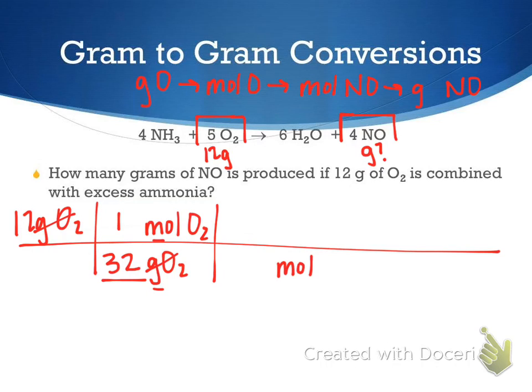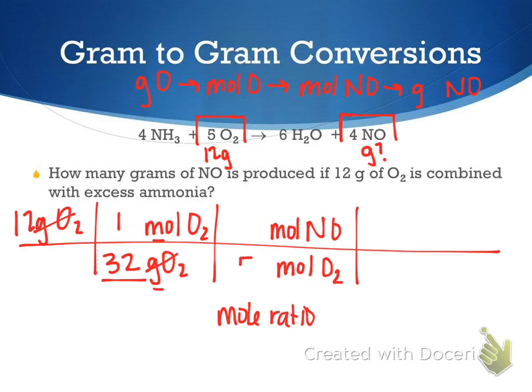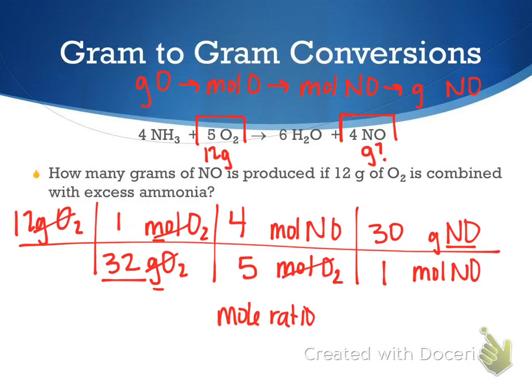So I'm done with grams of O2. Now I want to go from moles of O2 to what? Moles of NO. So this is our mole ratio step. Here's where we pull our coefficients in. So moles of O2 should get what value? 5, and then moles of NO is 4. Okay, so I'm done with that. Now I go from moles of NO to grams of NO. Here again moles gets the 1. Our molar mass of nitrogen monoxide is what? 14 plus 16 should be 30.